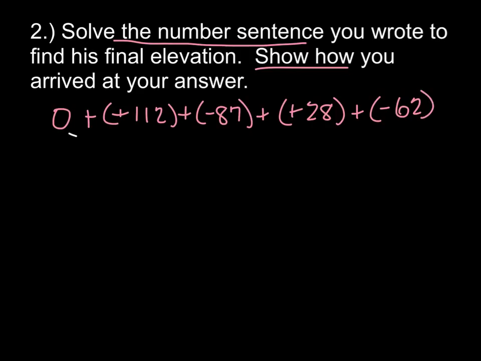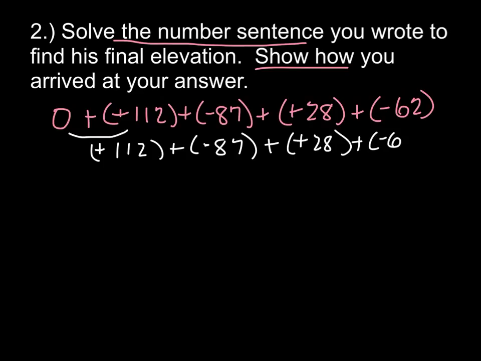Well, I should know already that 0 plus 112 is going to give me that positive 112 plus negative 87. Bring down the rest of my problem, 28 and negative 62. Now, I'm only adding here, so I know I'm going to go in order from left to right. I'm going to ignore these. Just pay attention to these two. Well, both of those are different, so I have to find the difference. So I'm going to take the absolute value of both of these.